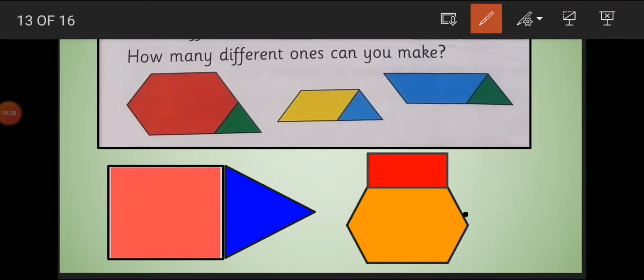Now look at the last one I have made here. You can see 1, 2, 3, 4, 5, 6. Again, 6 corners. 1, 2, 3, 4, 5, 6 sides. So it's a hexagon.